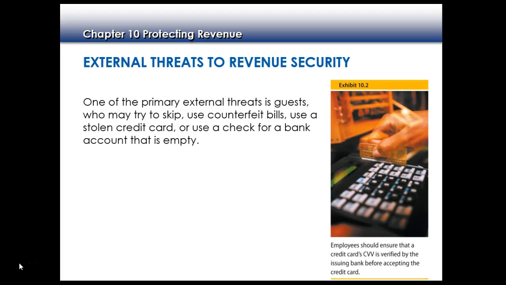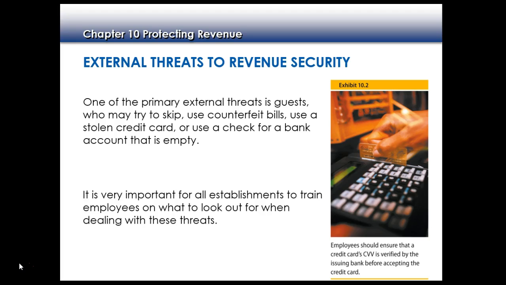So some external threats to revenue security. One of the primary external threats is the guest. They may try to skip out or use counterfeit bills, use a stolen credit card, or even write a check for a bank account that is empty, or even stolen. It is very important for all establishments to train employees on what to look out for when dealing with these threats.